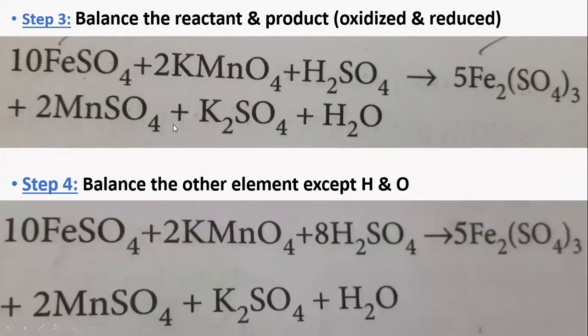Okay, so the step 4 will be we have to balance the other elements except hydrogen and oxygen. Leaving hydrogen and oxygen, all the other elements should be balanced. So if we balance, the reaction will become like this. Thus you have to count the number of elements present.